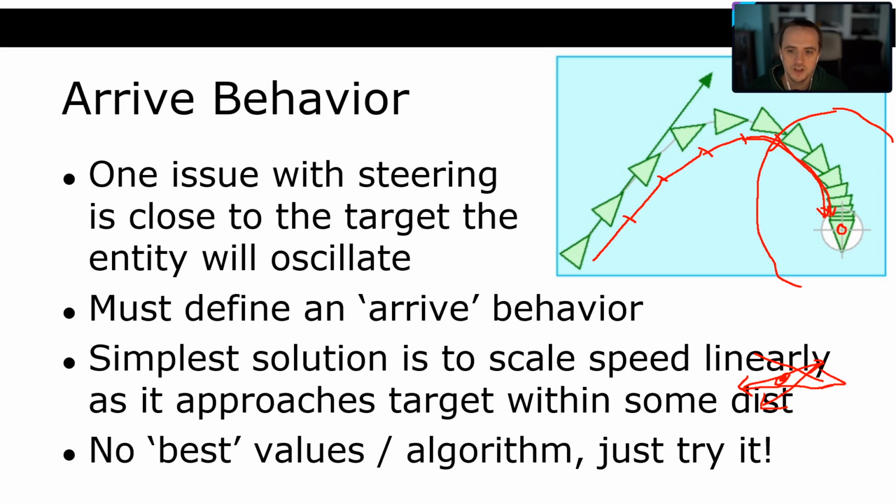Now, of course, you don't always want arrival behavior, because let's say your steering is for a homing missile, right? You don't want to slow down as you approach the target. You want to crash right into that guy. And so you don't always want arrival behavior, but sometimes you do, right? So this is completely up to you as the game designer. And then as the game programmer, which is what this course is about, you have to implement it somehow.